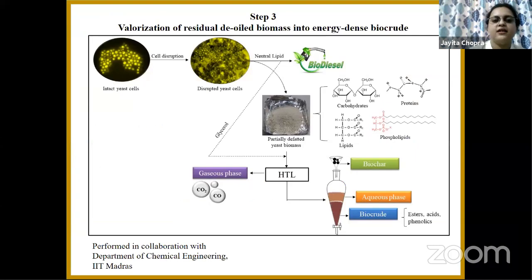The next step is the valorization of the waste. After the lipids are extracted and converted to biodiesel, the residual biomass, which contained a good amount of carbohydrate, protein, and some residual lipid, was used as a feedstock for hydrothermal liquefaction. Usually this is discarded or used for low value applications like animal feed. So here we try to produce another high value product, another fuel called biocrude. This is an advanced fuel and it can be upgraded into the jet fuel range. This work was done in collaboration with the chemical engineering department of IIT Madras.